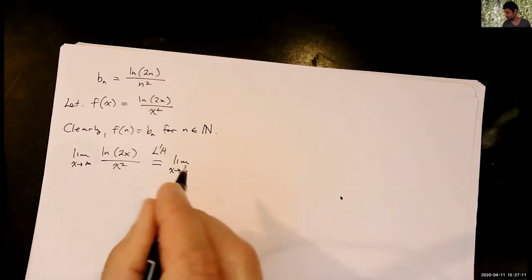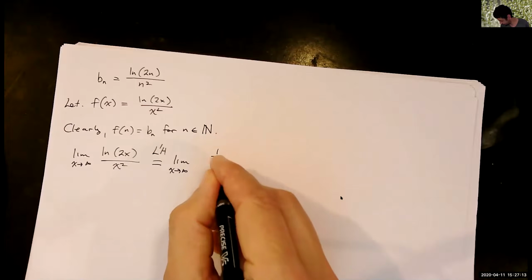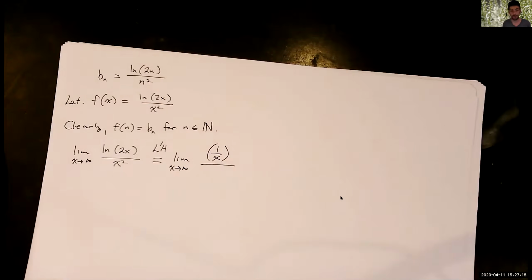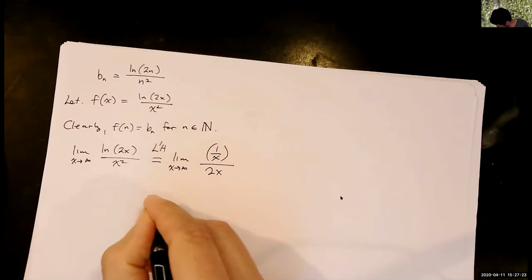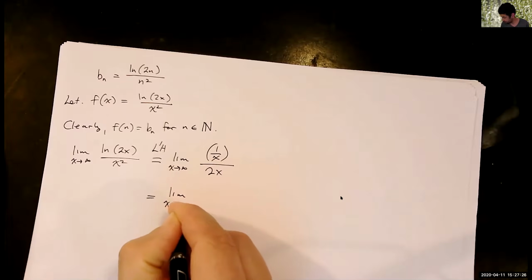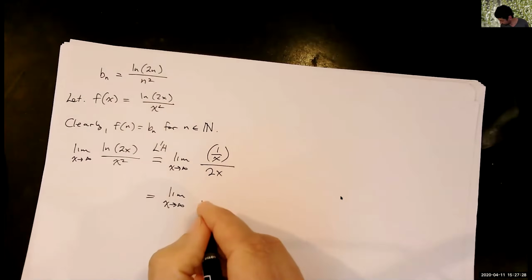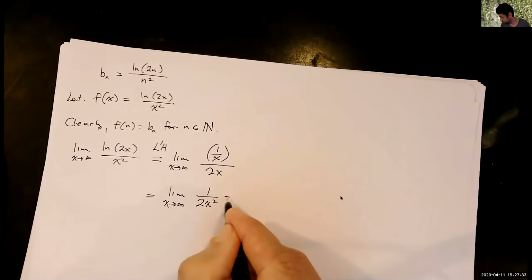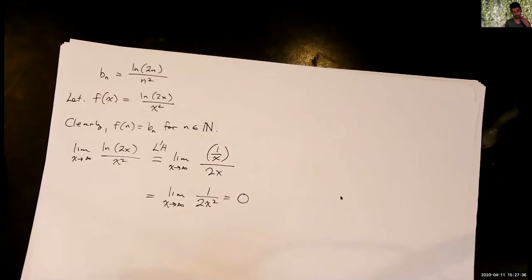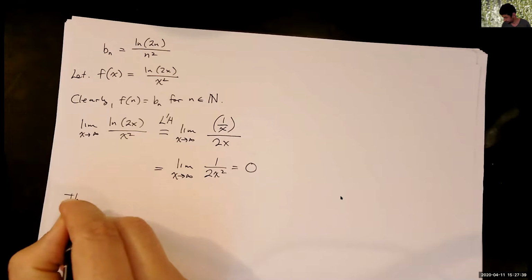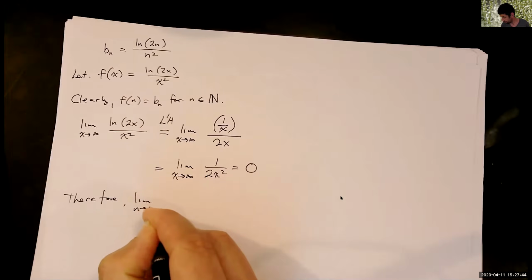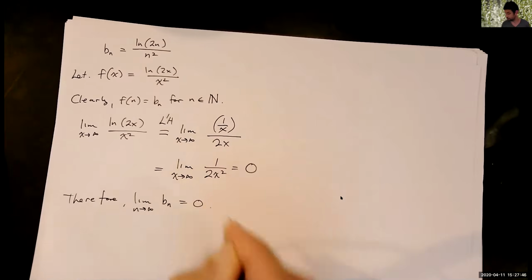So the derivative of the natural log of 2x is 1 over x. There's a chain rule in there, I'll let you work out the details. And the derivative of x squared is 2x. This can be better written as 1 over 2x squared. Well, this, of course, goes to 0, which means, therefore, the limit as n goes to infinity of b sub n equals 0.